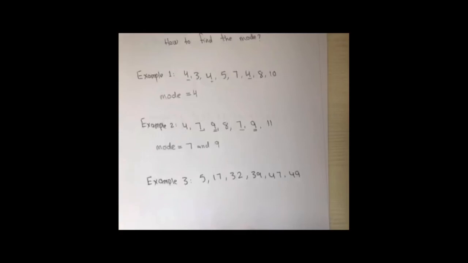In the third example, we have different numbers, but none of them is repeated. In this case, the mode is nothing. So from these 3 examples, we can see the 3 different cases for the mode. Sometimes the mode has only one value. Sometimes the mode has more than one value. And sometimes if there is no repetition in your data, there is no mode.